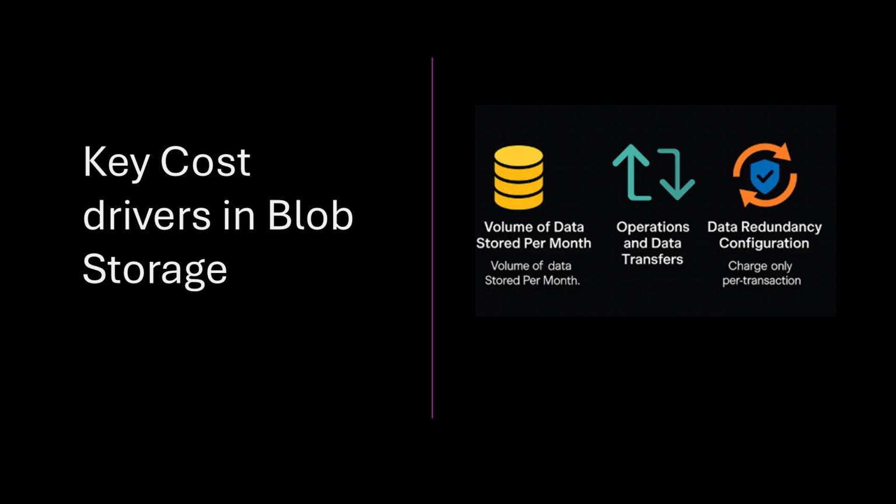Head over to the Azure Pricing Calculator and select Storage, then Blob Storage. From there, you can input the tier: hot, cool, archive. Select redundancy options: LRS, ZRS, etc. Estimate storage size, transaction volume, and egress traffic. See a monthly breakdown of your projected charges.